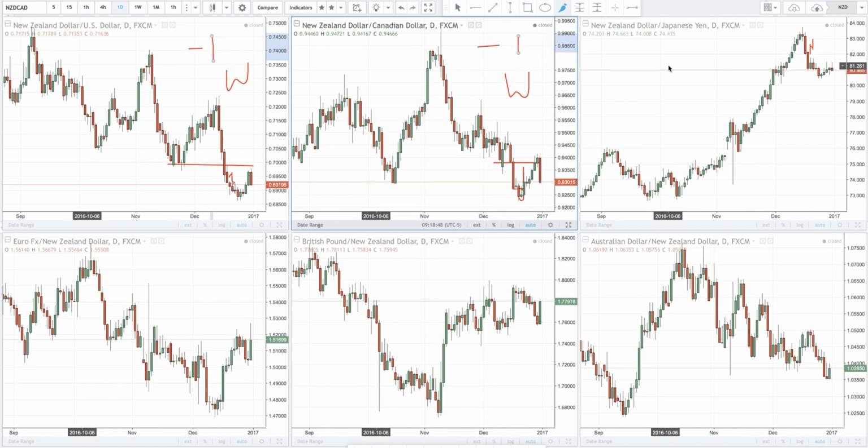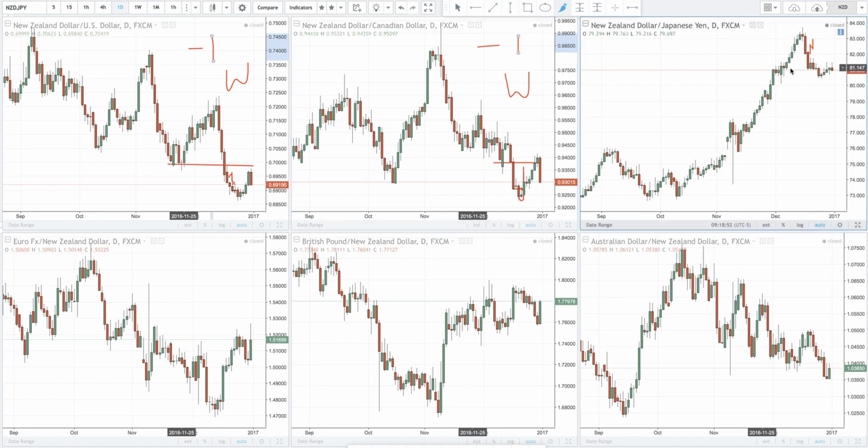New Zealand yen here. Here looks like New Zealand is strong. Okay, looks like this is the guy responsible. So it seems like it's a +1 here.